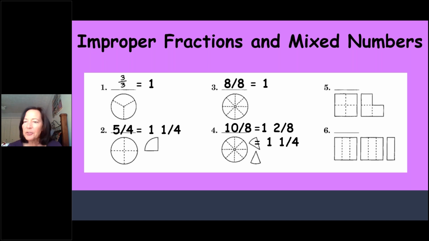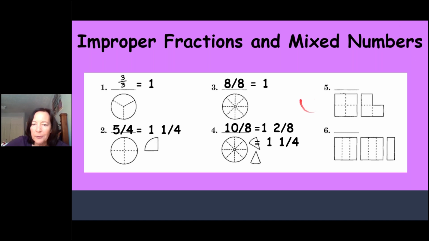Okay, let's try number 5 up there. We've got a box, and the first one is divided into 4 equal sections. That's our whole. And then we've got a second figure there. So what's our improper fraction for this figure? 7 over 6. You're really close. The whole square is divided into 4 sections. Oh, not that one, we're up here. Okay, number 5. We're on number 5.